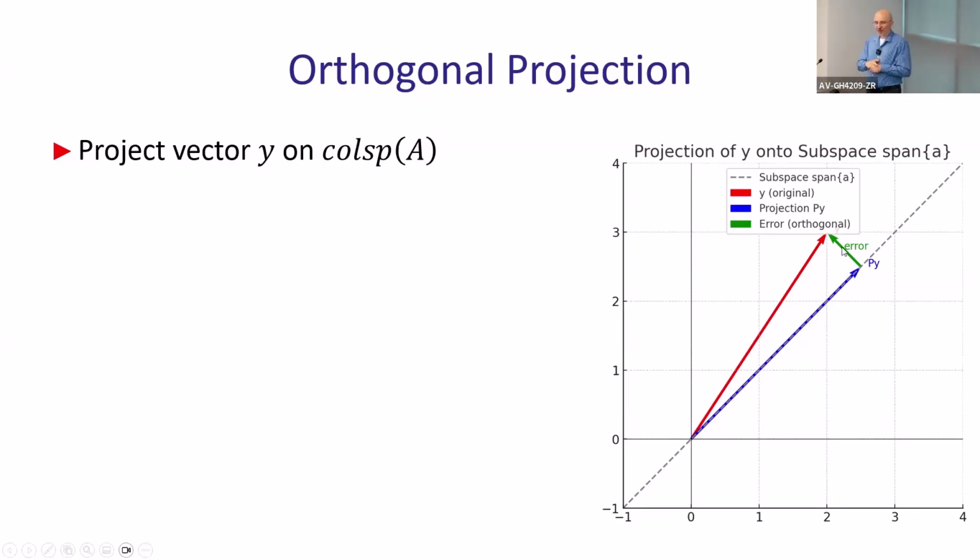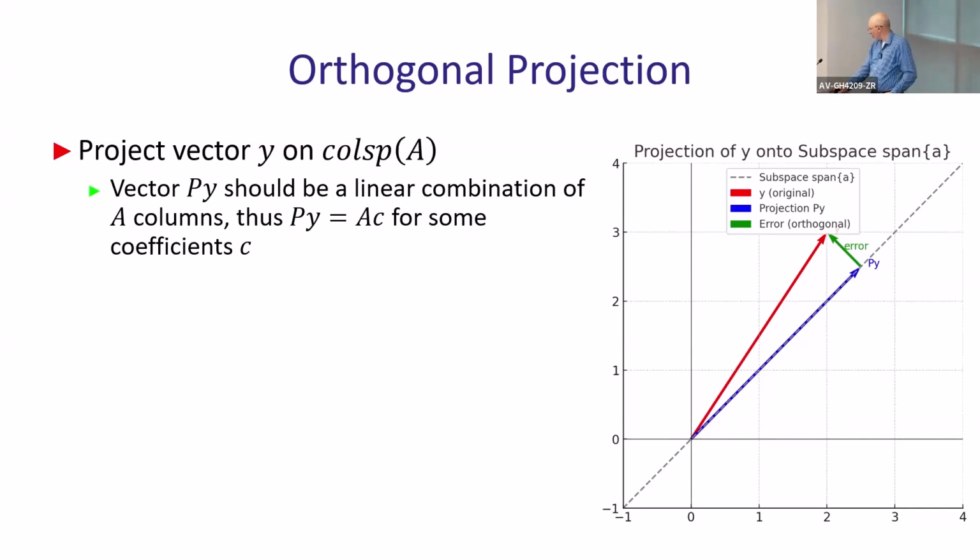So here's what happens. You have the vector Py, which is a projection operator times y, and it should be a linear combination of the columns of A, right? Because this subspace, the dotted line, is the column space of A, which means it's a linear combination of the columns of A. And you want to find that Py to be that linear combination of A. So it will be A times some vector C. This is what a linear combination of A is, remember? The coefficients in vector C will be the coefficients by how much you need to multiply each column.